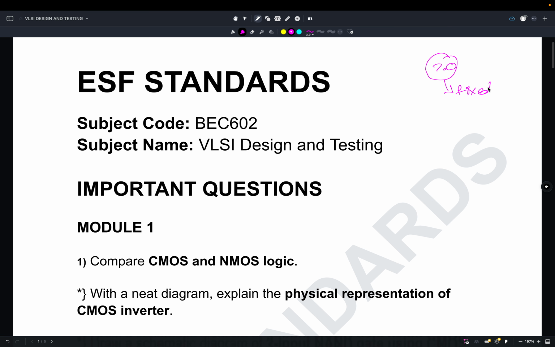Actually, this is the easiest subject in the entire 6th semester, and if you compare it with 601, 602 is a very easy subject. Why? Because if you attempt 8 questions, you can easily pass this exam.